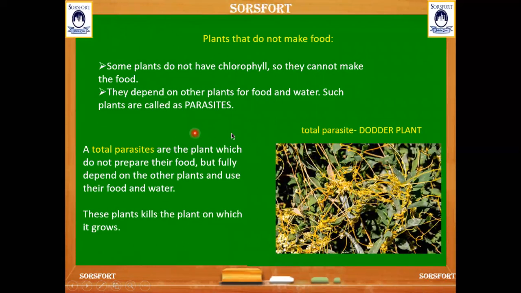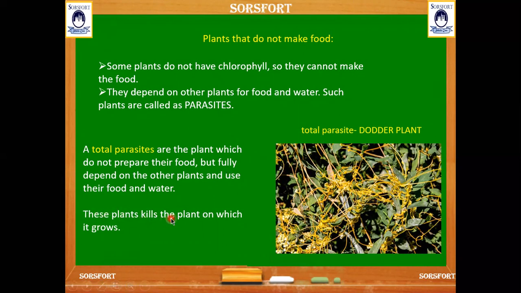But how will they survive? They depend on other plants for food and water. Here you can see the dodder plant, a total parasite. What is meant by total parasite? Total parasites are plants which do not prepare their own food but depend fully on other plants, using their food and water as their food.